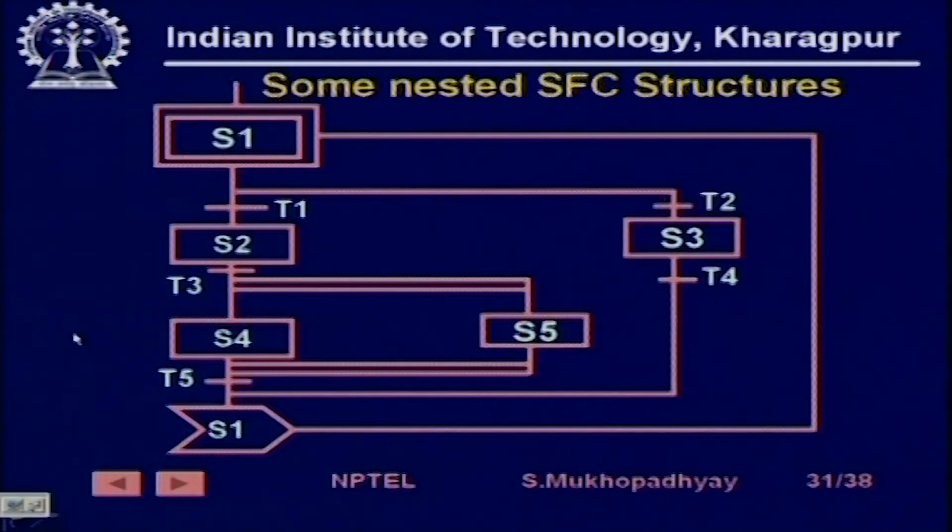Similarly, you see here what is happening, exactly the same thing is happening, that here you have a selective branch. So, you can either go into S2 through T1 or go into S3 through T2. That is a selective branch. While you are in a selective branch, you can execute a parallel branch, and when S4 and S5 are both active, at that time if T2 evaluates to true, then you will come to a jump which will again take you to S1. So, such control flows you can specify.